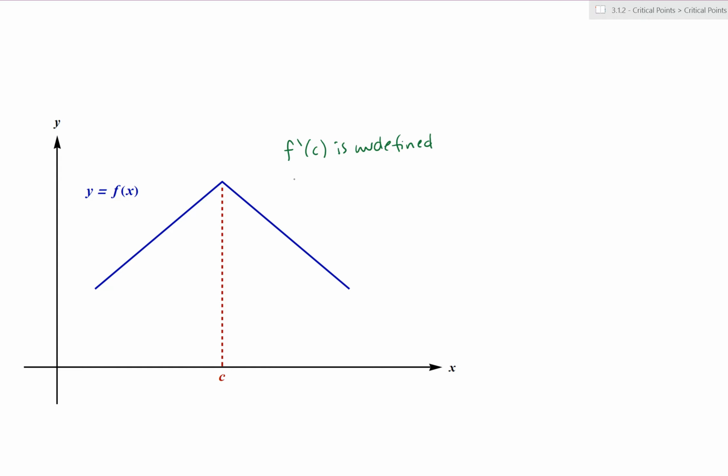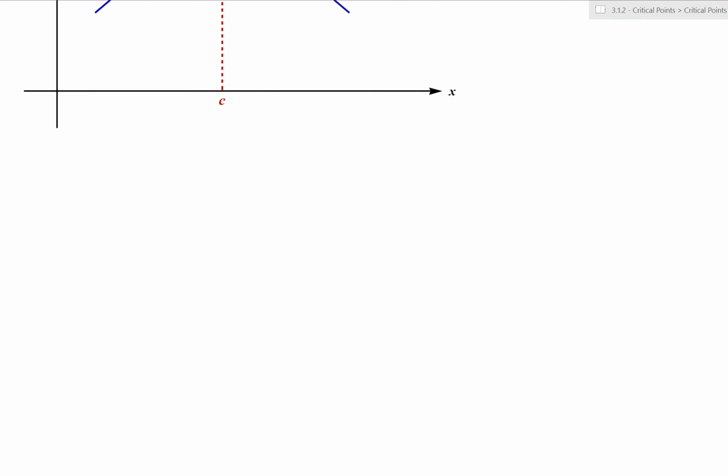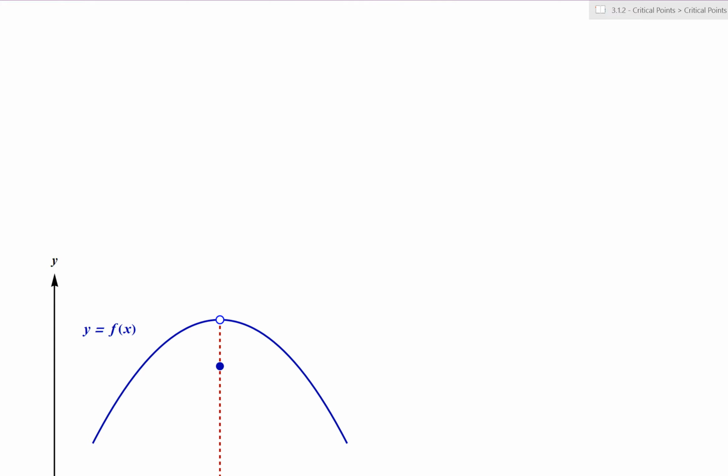And again, taking note that c is in the domain of the function, and therefore by definition of how we're classifying these things, the location x equals c is a critical point, in this case of type 2. And again, in this example, we have a local max point at x equals c, a local extreme point. Just keeping that in mind. Let's look at a couple more here.